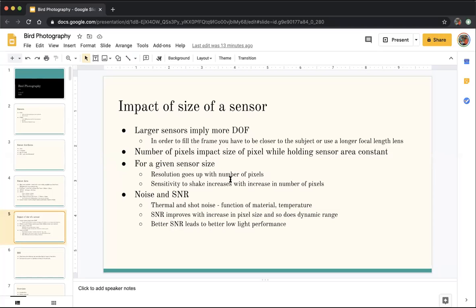And there, I guess the silver halide crystals or whatever was used for film were of different sizes, and that's how they got the sensitivity differences.